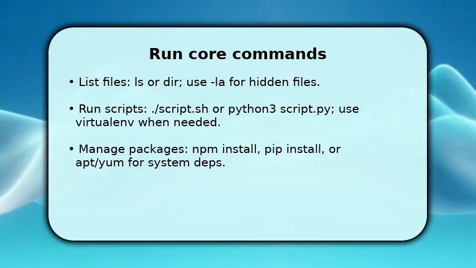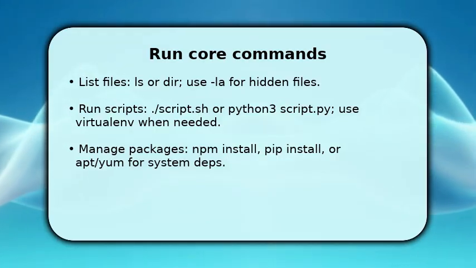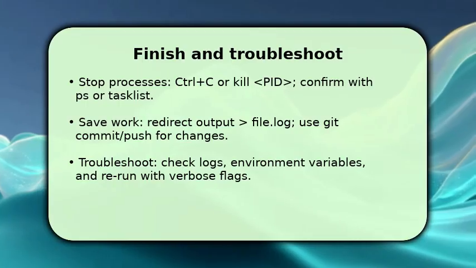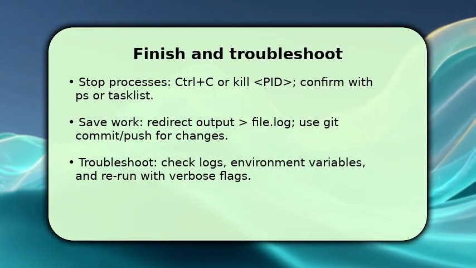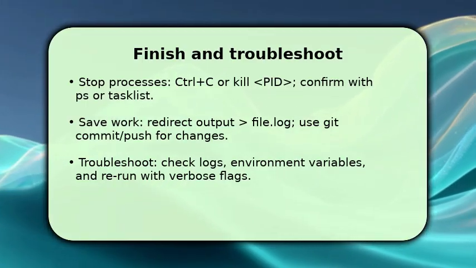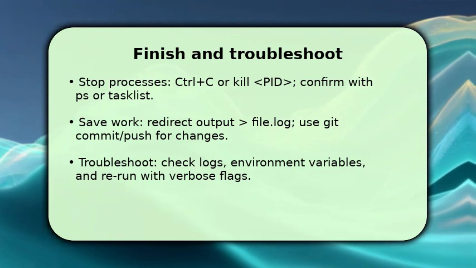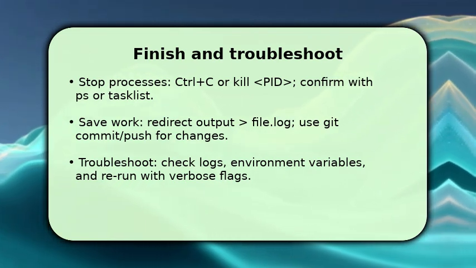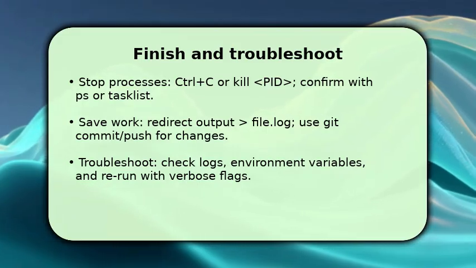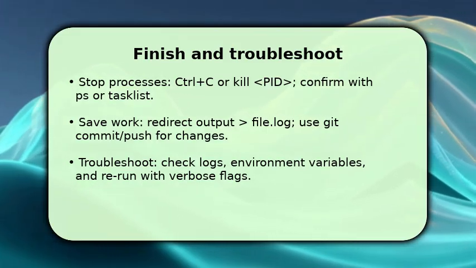Make sure to read error output. It tells you what to fix next. Finish by cleanly stopping processes and saving results. Use Ctrl+C or kill with the process ID found via ps or tasklist, and redirect output to a log file with > file.log so you have a record. Commit and push changes with Git to preserve work.